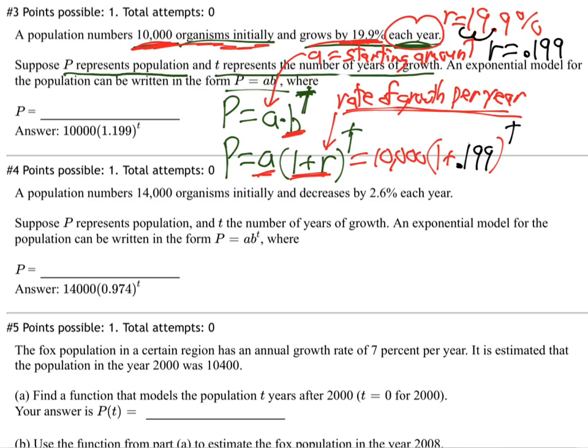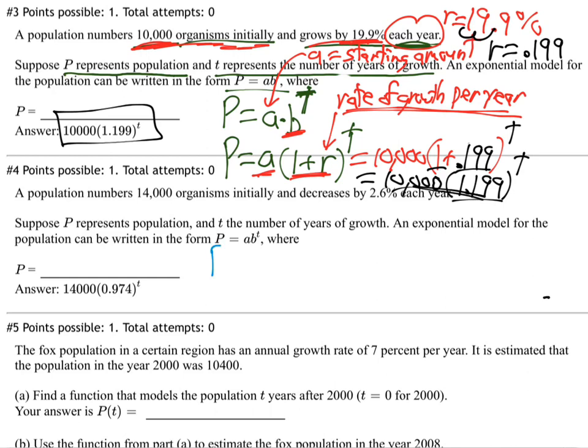And the power is the T. So simplifying this is 10,000, 1.199, because the 1 here added to the 0.199 makes 1.199 to the T. There we go, and that's exactly what they have here as the answer we got. So that's how it works. Let's try that same thing on number 2.